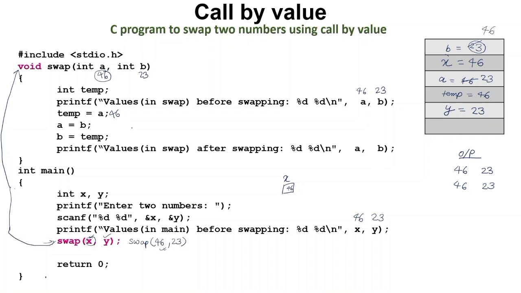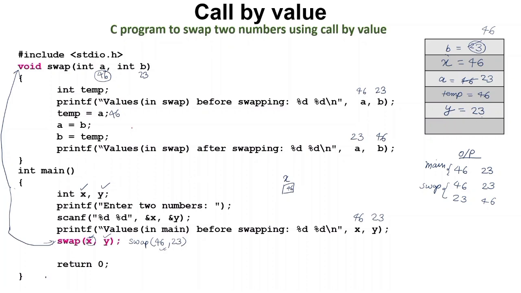Right. Next is printf values in swap after swapping. So A is 23 and B is 46. This is printed on the screen now. Both of these outputs we got in the swap function. This was on the execution of the swap function. Till now the values in the main function are not swapped. You can see the values in the main function: x is still 46 and y is still 23 in the memory.